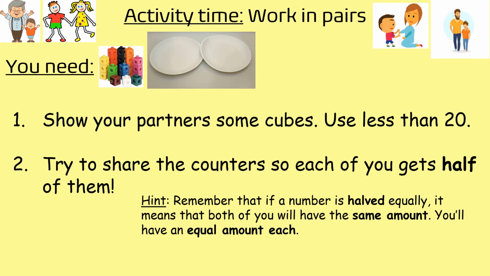Now, I'm going to give you a hint, children. Remember that if a number is halved equally, it means that both of you will have the same amount. Okay, so if you halved your 10 cubes, I would know that one of you would get 5 and the other person would get 5, because half of 10 is 5 and the other half of 10 is 5. Okay, so you'll have an equal amount each. If one of you had 11 and one of you had 9, is that equal? Are they equal groups? They're not, are they? That's not half. Because when you halve something, they have to have 2 groups that are exactly the same.